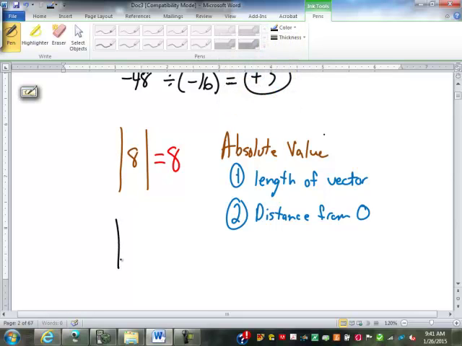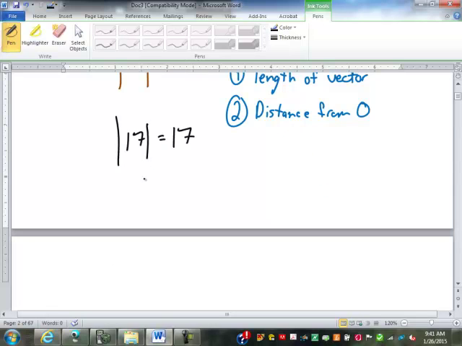Likewise, the absolute value of 17 is... How long is the vector for 17? 17. Because that's how long it is. It's the length. Length is always positive. Now, what about the absolute value of a negative 12? Well, how long is the vector for negative 12? 12 units long. Absolute value is asking for a length or a distance, and a length is always positive.